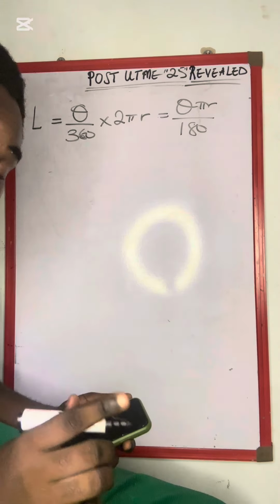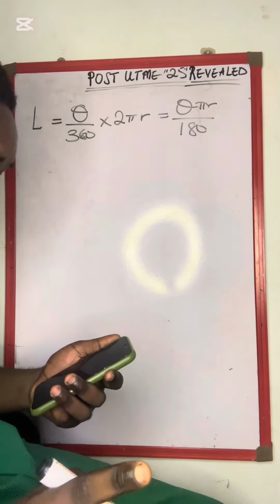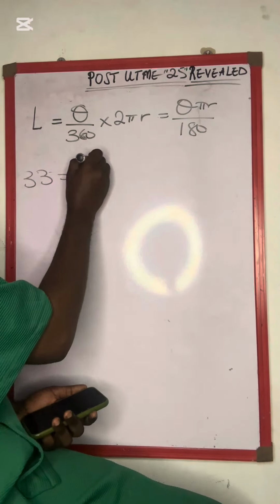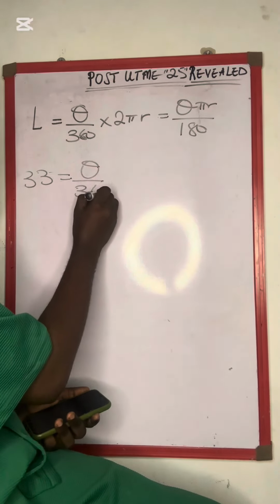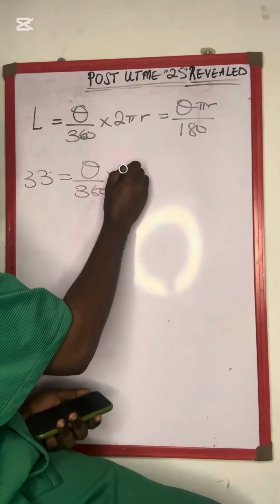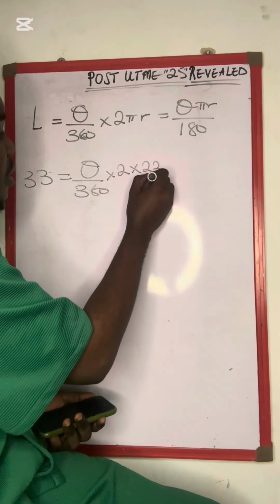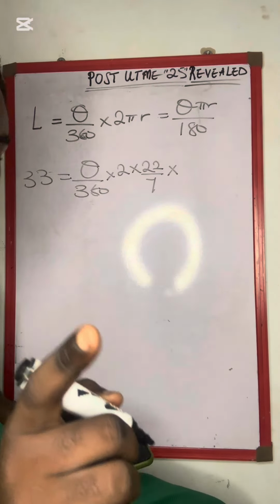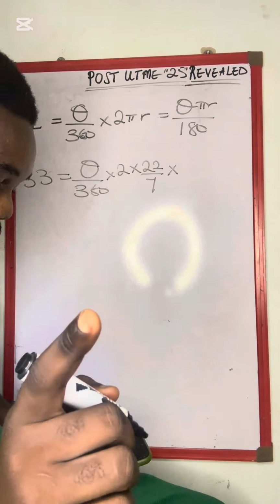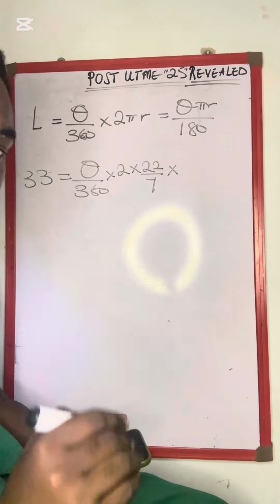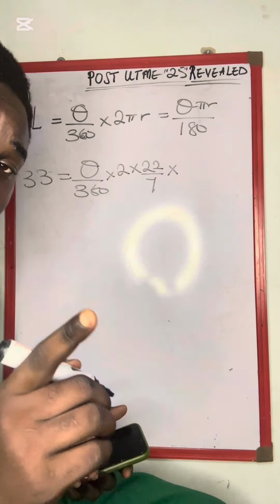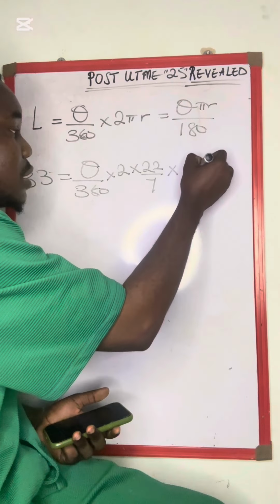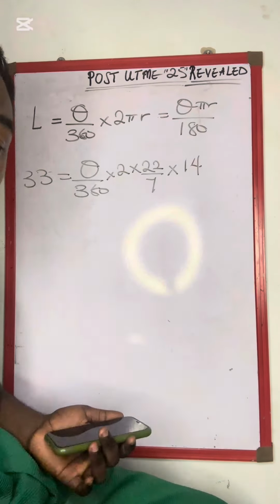Now, in the question, the length of arc was given as 33. So we're going to write 33 equals, we are looking for the angle theta. Now, pi is 22 divided by 7, and then we were not given the radius, we were given the diameter. But I'm sure you know that the radius is half of a diameter. So if diameter is 28, radius becomes 14. So we have times 14. Now we're going to cancel out what we can cancel out.